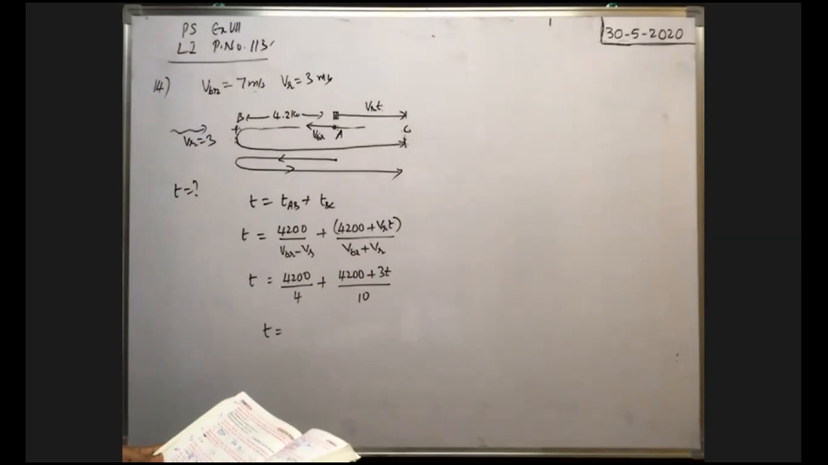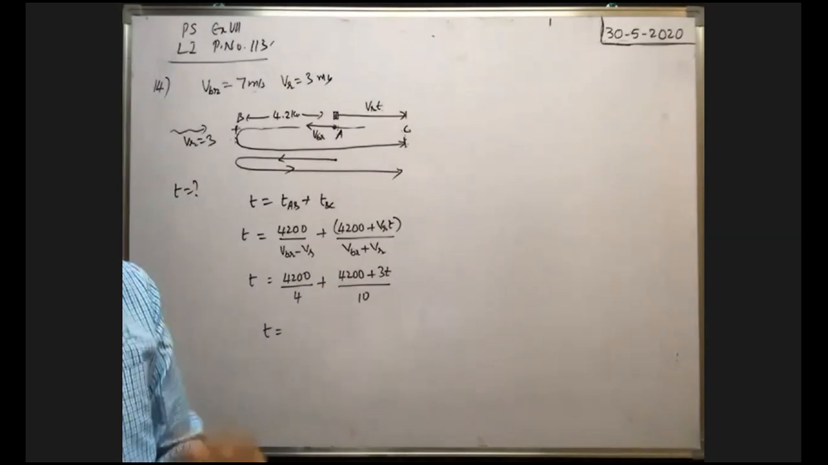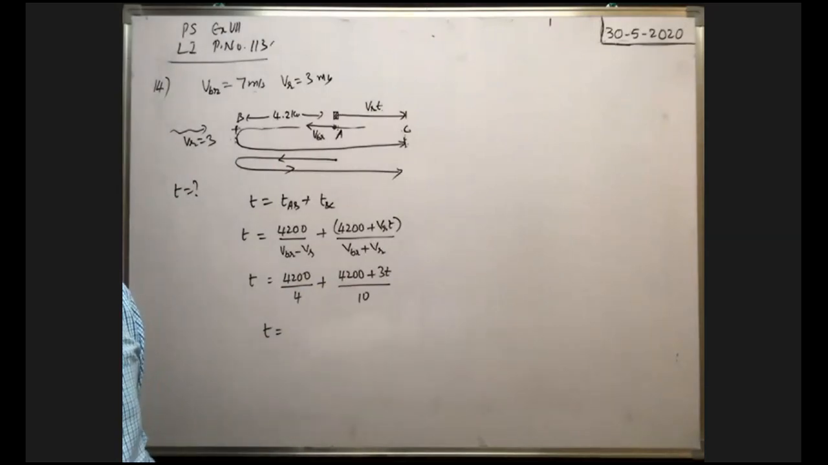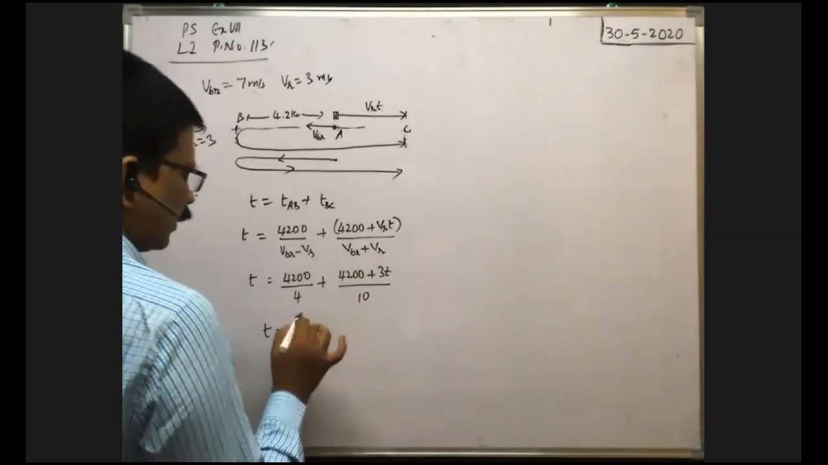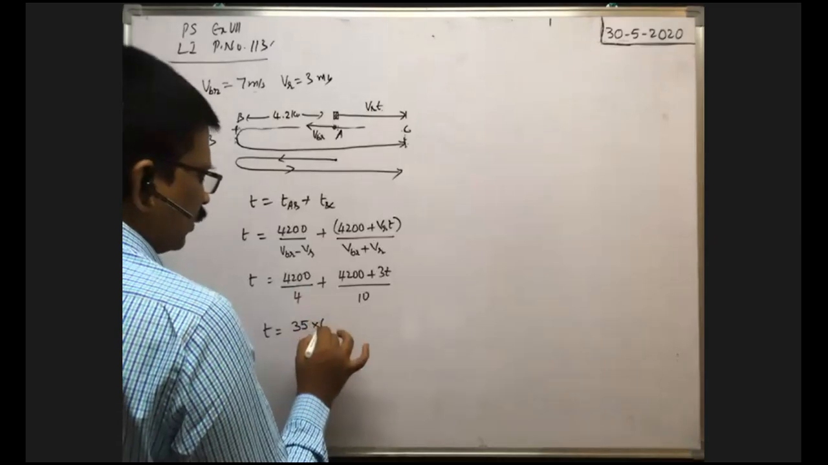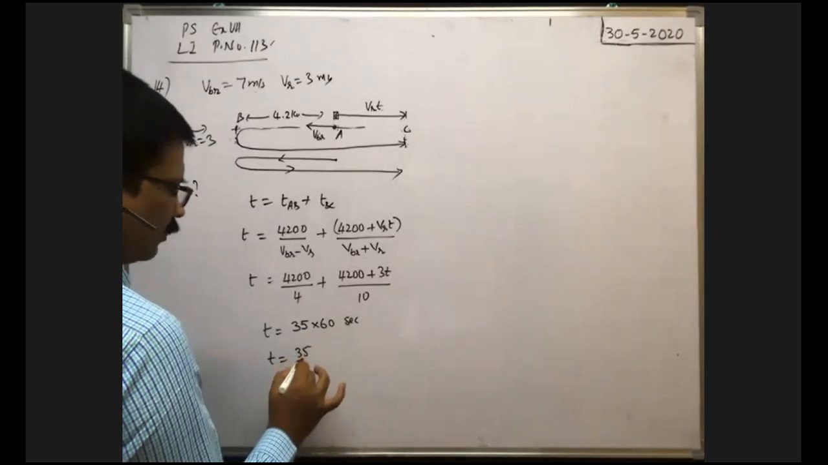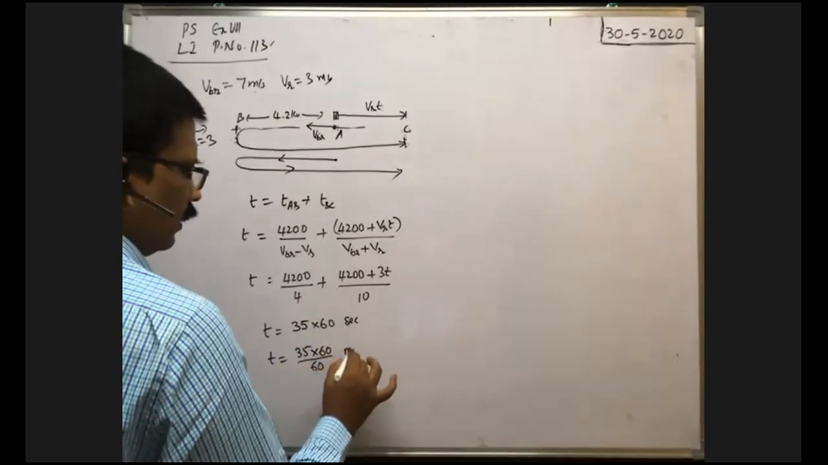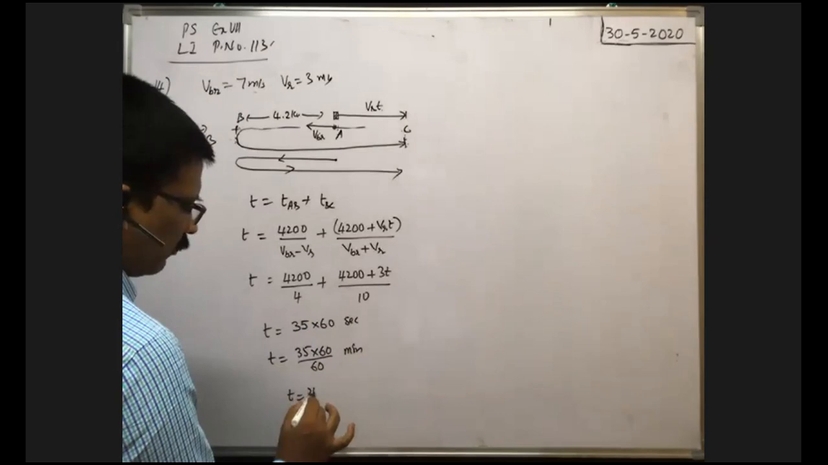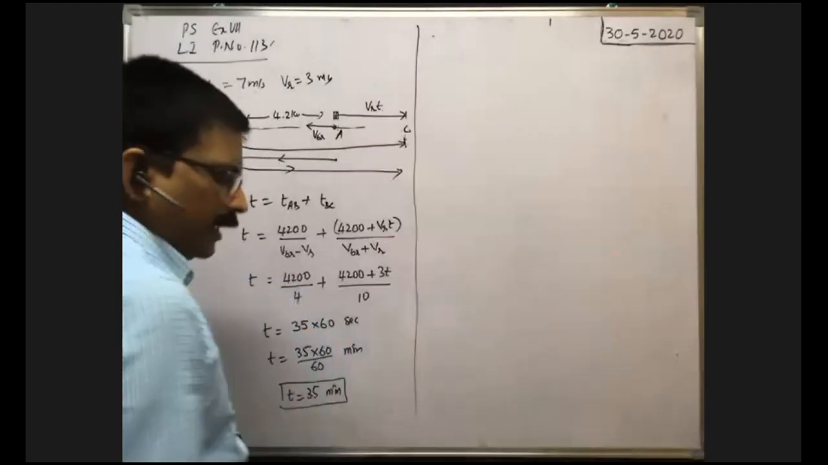In minutes they have given. What is the answer you got, Varshid Reddy? 35, yeah, 35 minutes. Actually, you will get 35 into 60 seconds. This is the value you will get. The answer is given in minutes. That's why 35 into 60. To convert seconds into minutes, we have to divide by 60. That's why you will get it in minutes. So T is equal to 35 minutes. You will get 35 minutes exactly. Okay.